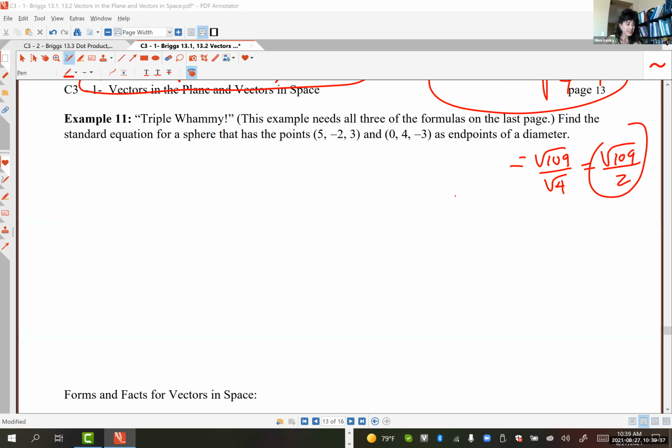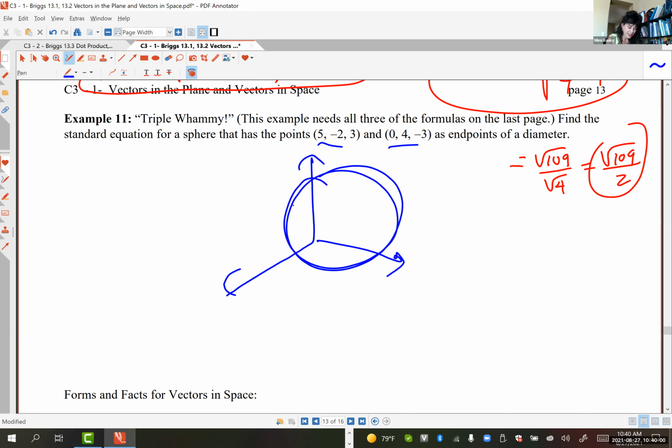What I love about this example 11 is it involves all three of the formulas on the last page. So let's take a look at how that works. They're giving us 2 points that live on the boundary of the sphere that create a diameter. And so what does that mean? Well, if here's 3D, like so, and you've got some sphere here. Let's say this point over here is the 5, -2, 3, and then we're creating a diameter here.